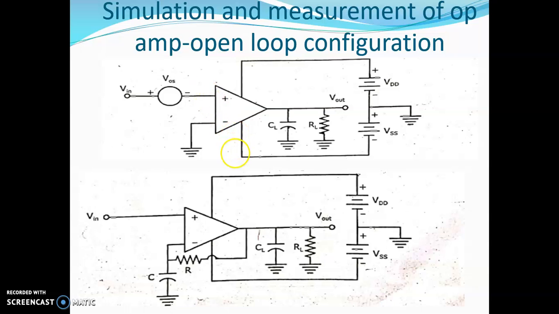So next one, you can see here. By this method, we can easily measure the open loop gain. You can see small differences here: we have taken an external capacitor and resistor combination. So by this circuit, we can easily measure the open loop gain.